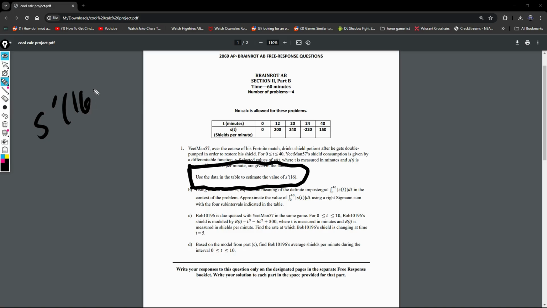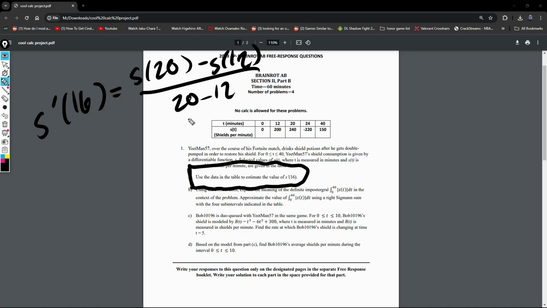S prime of 16 is, take the two closest values on the table. S of 20 minus S of 12 on 20 minus 12. Oh, sorry guys. It's 8 o'clock in the morning. My brain is still waking up. And that is 240 on 20 minus 12.